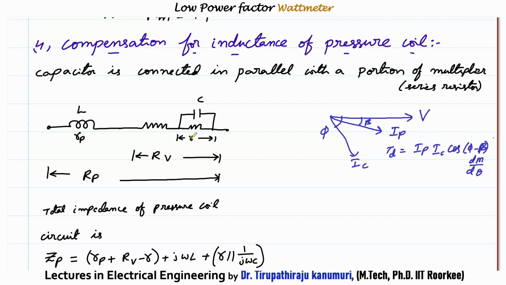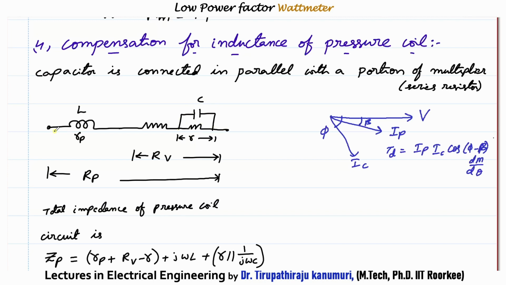How to do that? In this pressure coil circuit, whatever external resistance is connected, that external resistance, equal to Rv in total, is divided into two parts. Across one small value of the resistance, I connect some capacitance C. What should be the value of the capacitance so that the effect of the inductance is completely nullified? That we are going to see.